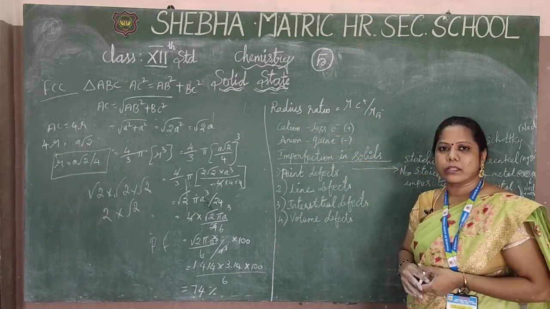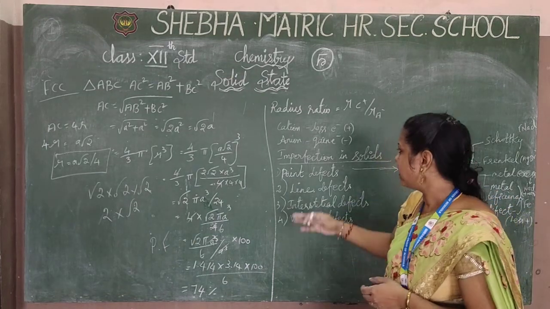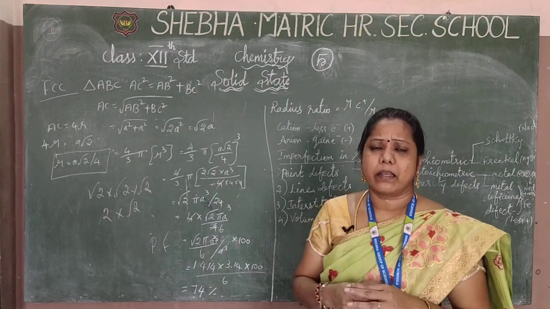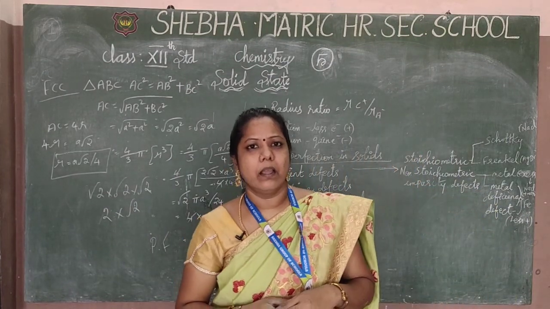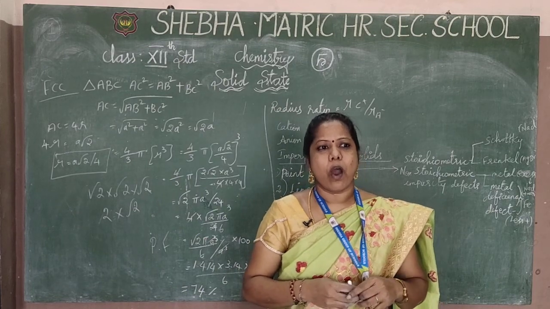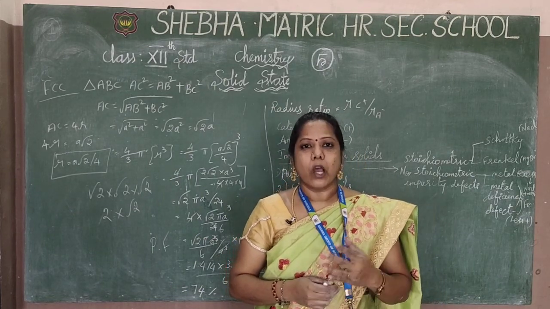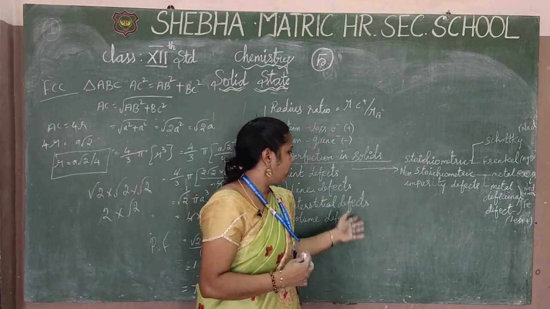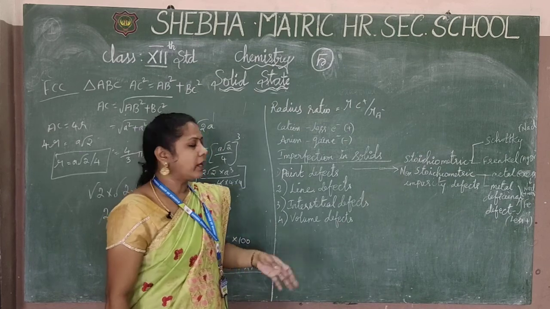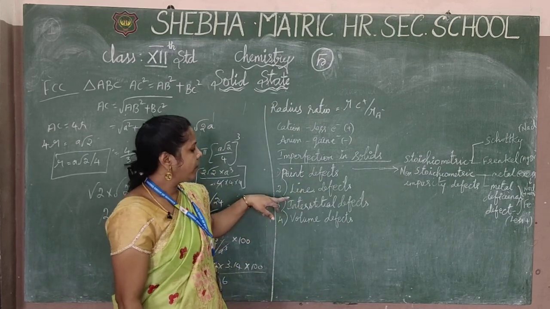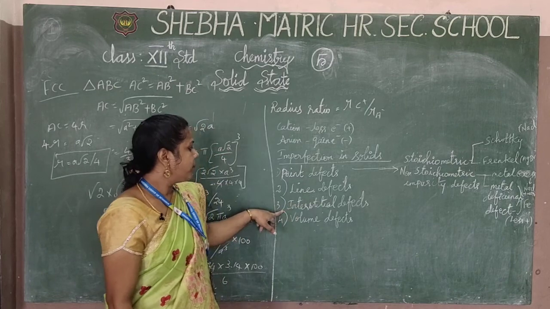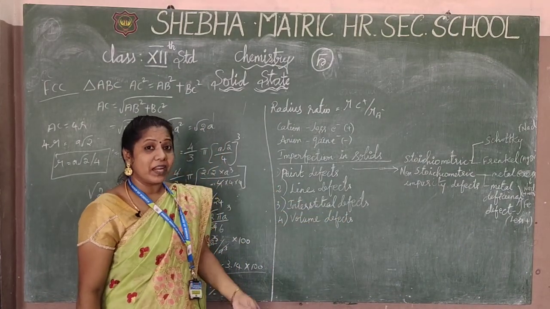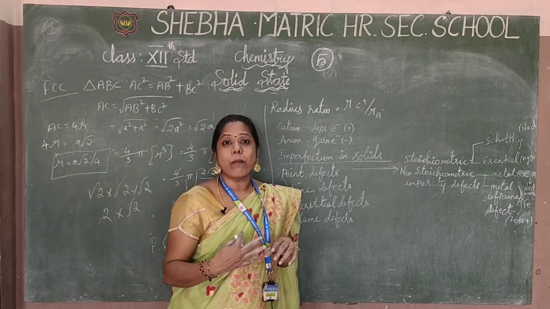And go for the last concept of this solid state lesson, that is defects, the imperfections in solid states. In the solid state there are so many defects, due to improper arrangement or loss of atoms and ions. Defects are classified into 4 types, that is point defects, line defects, interstitial defects and volume defects. So there are 4 types of defects.